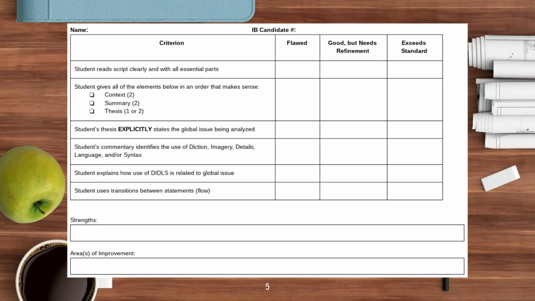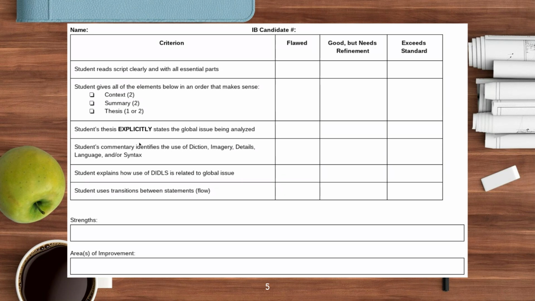As far as your grading is concerned, while in that IA conference with me, this is the rubric that I'm going to be using as a quick reference for me to take notes while you're doing your 3-minute commentary. It goes over everything that we just discussed. You're going to make sure that you read your script clearly with all the parts there. And I put a box either under flawed, good but needs refinement, or exceeds standard. You're going to give the context, the summary, and the thesis statement. Again, I check off a box.